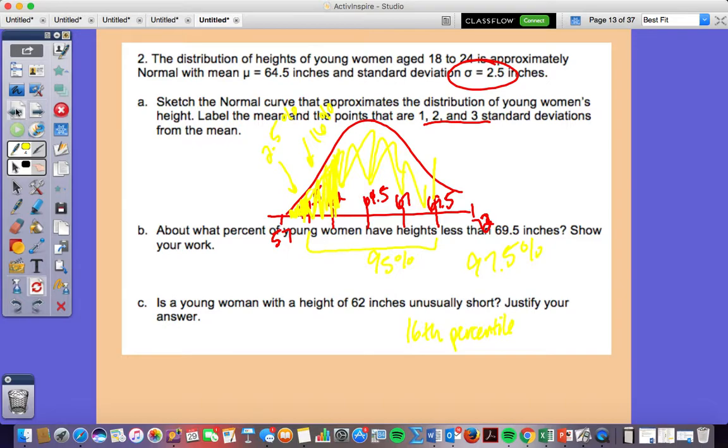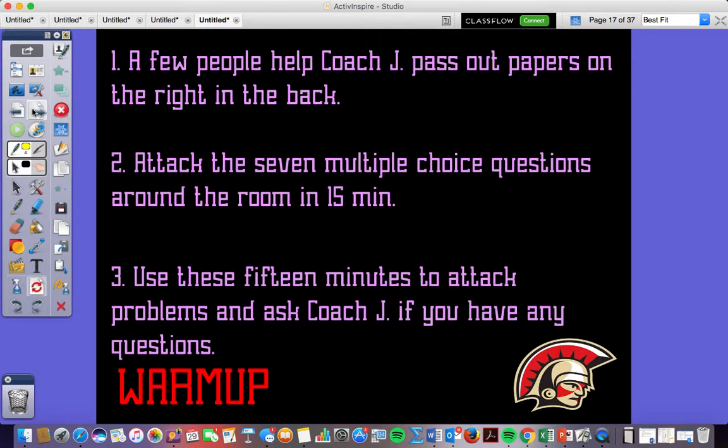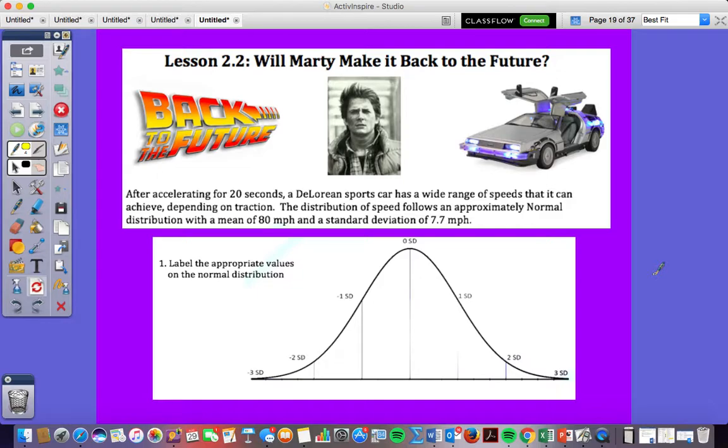Here's what we've got. We're going to go into the next section for today, 2.2b. But before I do, I wanted to do two things. Number one, I want to pass out the quizzes. As we do that, I want you to just look and see and compare with those around you. Okay? We'll do that. I've got a video to show you, and then we'll hop into 2.2b.